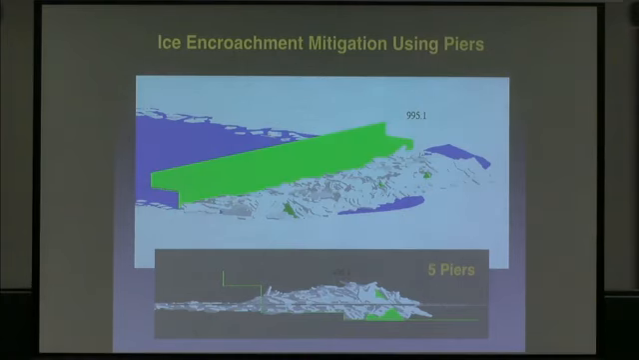So this is 5 piers. They're not lonely anymore. I can't even see some of them. They've got so much ice piled up around them. And you see the pile is now around the piers. There's nothing on the structure. There's not even much in front of the structure.